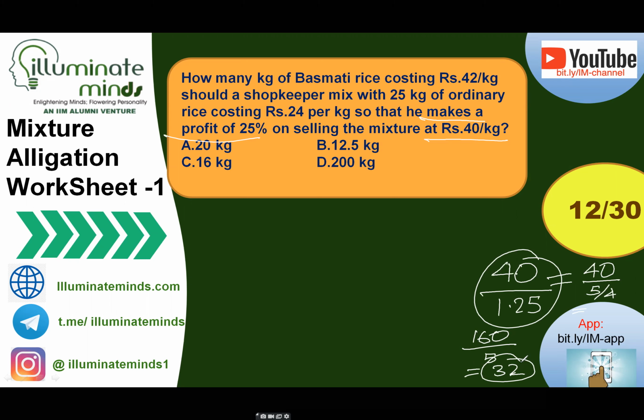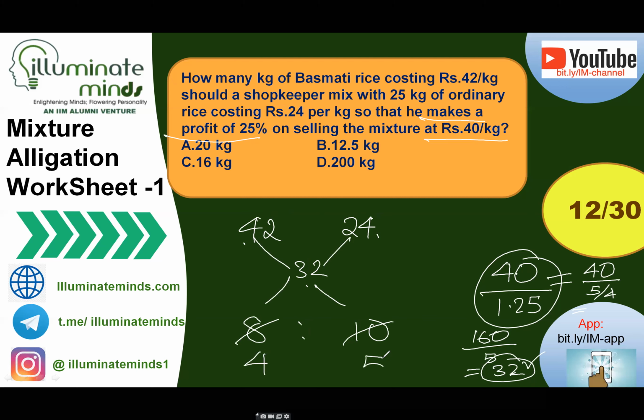So 160 by 5 is 32. So 32 is the price. So 42 rupees per kg was one price, and 24 rupees per kg was another price. The price that I need to attain is 32, not 40. This is cost price, cost price, cost price. 42 minus 32 is 10. 32 minus 24 is 8. 8 is to 10. 4 is to 5.